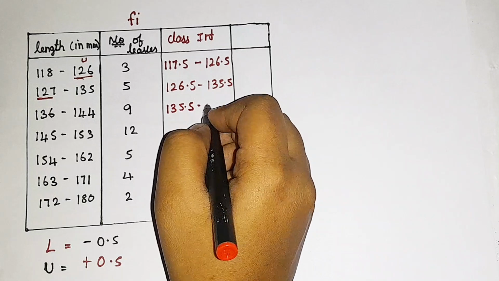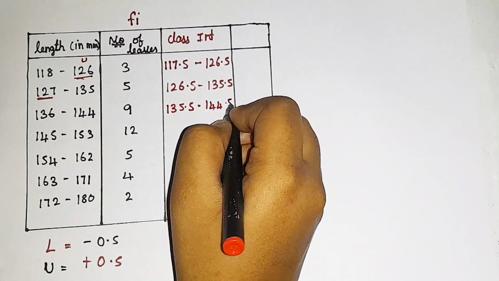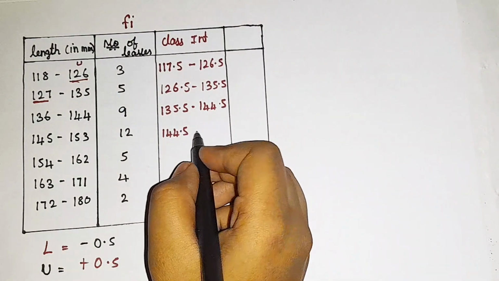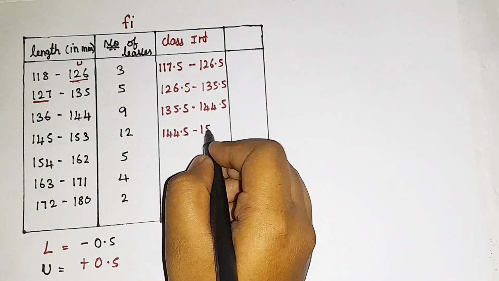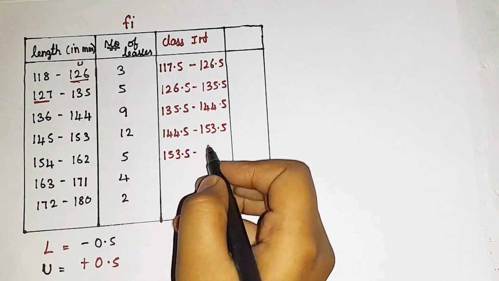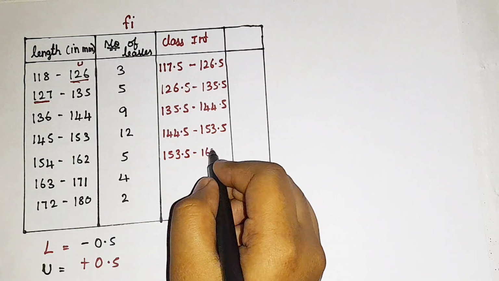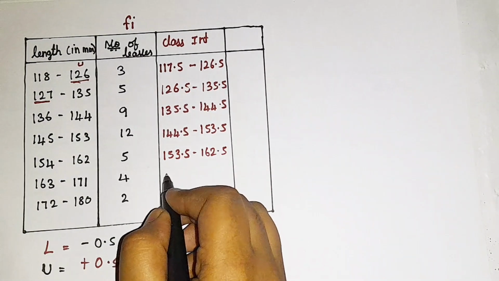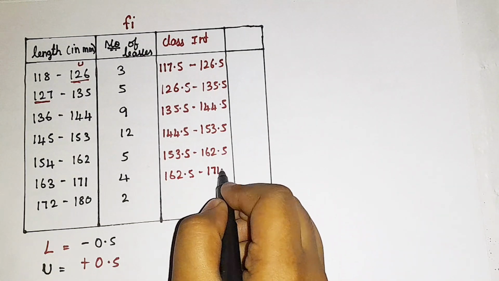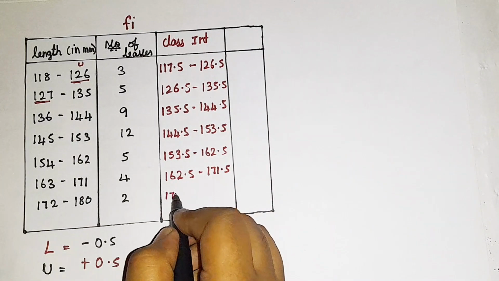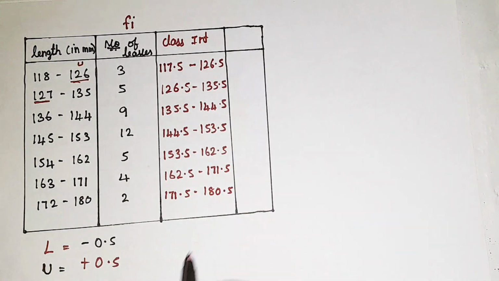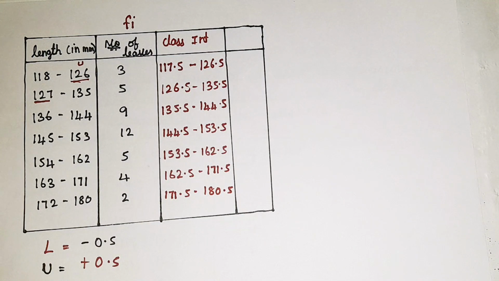135.52 and 144.5. Okay guys, so here 144.52, 153.5 and 153.52, 162.5 and then 162.52, 171.5 and 171.52, 180.5. Okay, this is how we find the class interval when it is in the disordered manner.